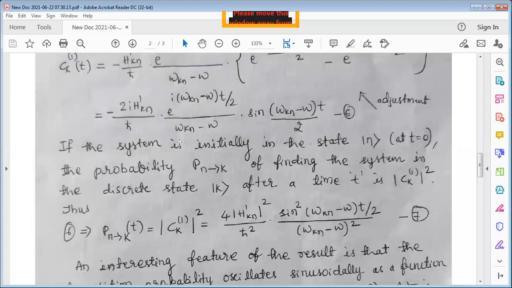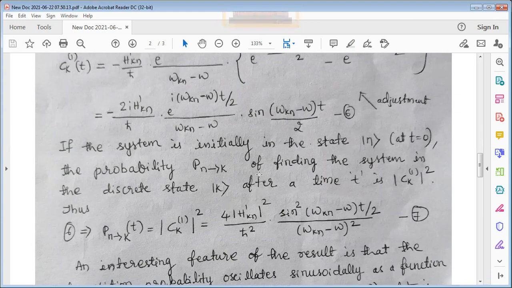Next, if the system is initially in the state n, that is at the time t equal to 0, the probability P from state n to k of finding the system in the discrete state k after a time t is |c_k(1)| squared. The mod square of this term gives the probability of finding the system in the discrete state k.